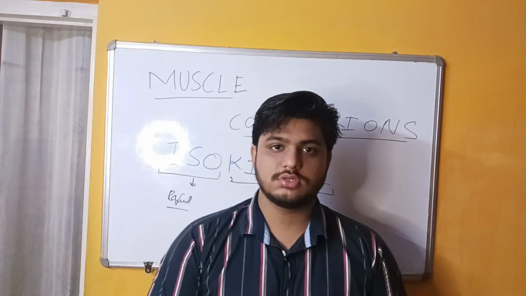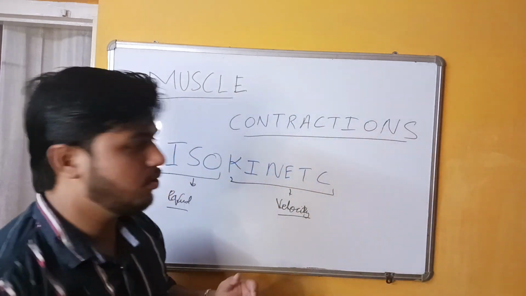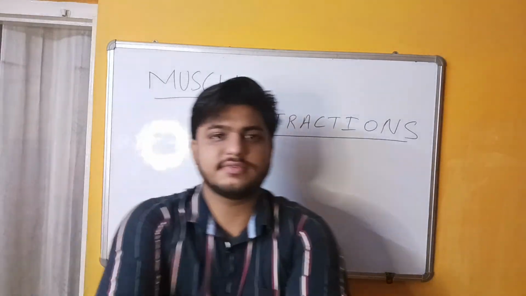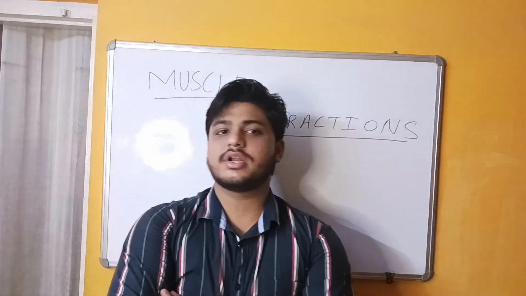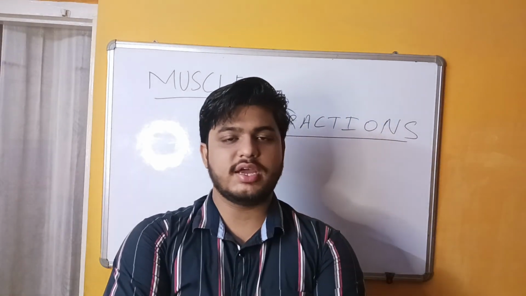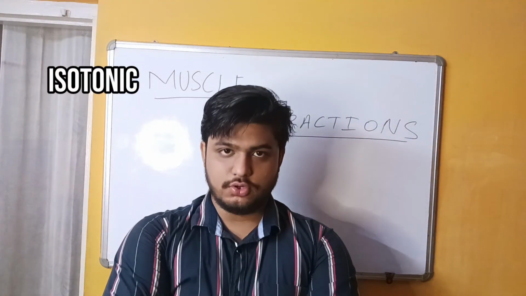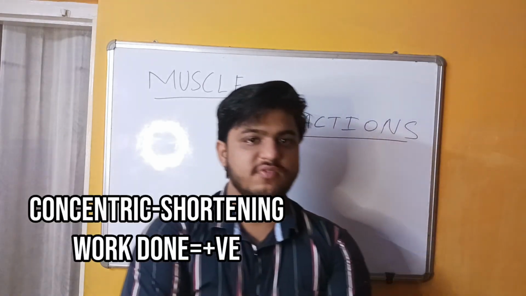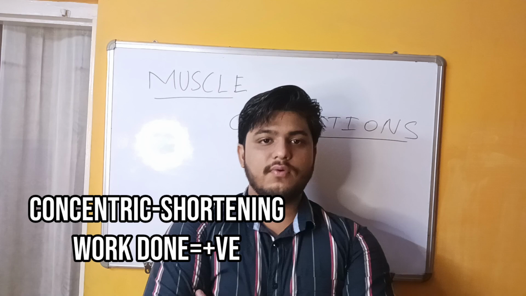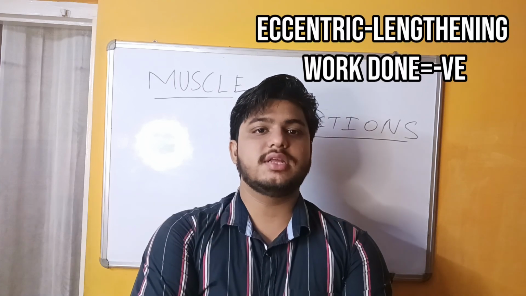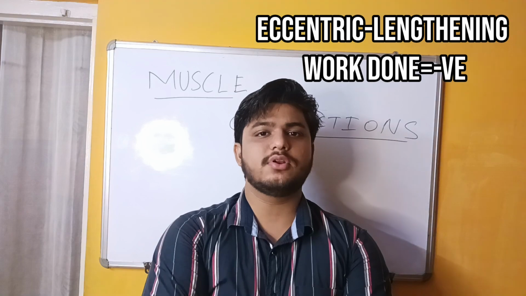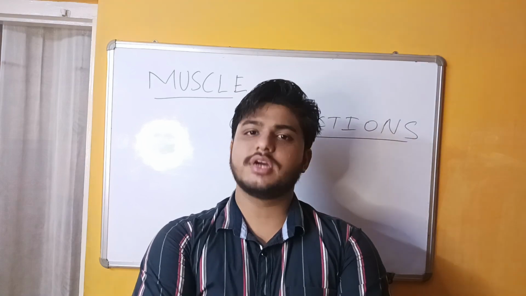And this was the last topic, and now let's have a summary of the topic. So we have studied muscle contraction. Muscle contraction is basically of three types: isotonic, isometric and isokinetic. Isotonic is of two types, that is concentric and eccentric. Concentric means shortening of muscles and overall work done is positive. Eccentric means lengthening of muscles and overall work done is negative. You can write the example of biceps while using a dumbbell.